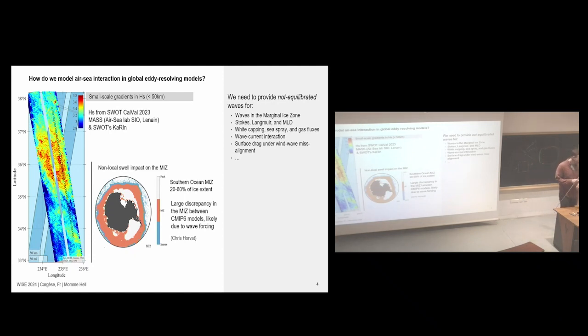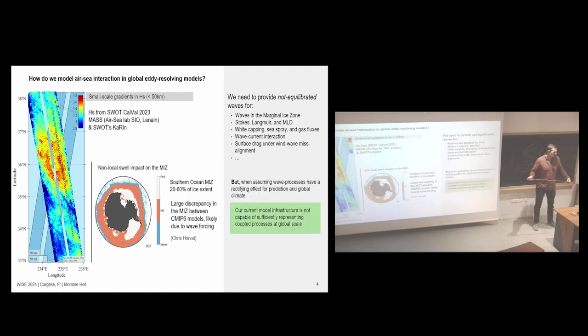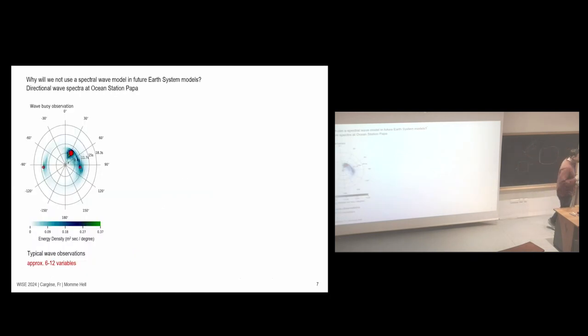The problem is now that if you say these things are important, you must admit that we don't have the model infrastructure in place to do this in global coupled integrations, right? We currently cannot represent all these wave processes on the global scale and assess the impact on the large scale climate. The reasons for that I try to illustrate in the next 2 slides.